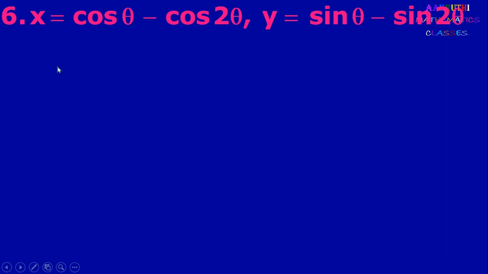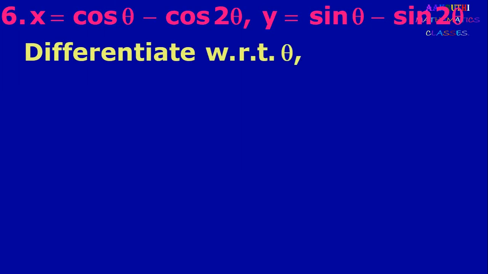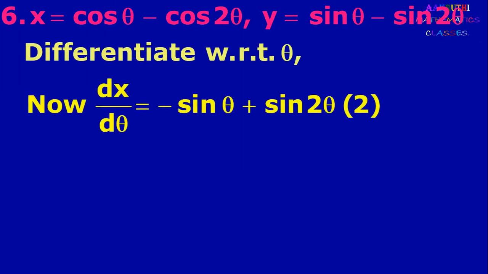Next question, x equal to cos theta minus cos 2 theta and y equal to sin theta minus sin 2 theta. Now here also x and y are expressed in terms of another variable theta. So theta is the parameter. You have to differentiate with respect to theta. First find dx by d theta.